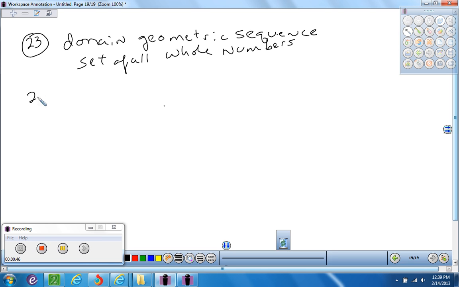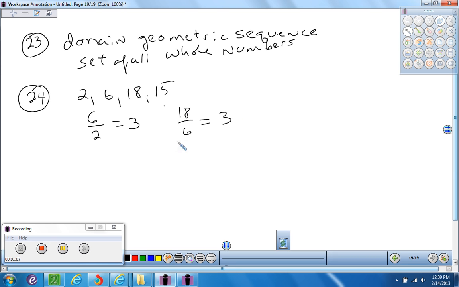All right, let's look at 24. For 24, we're given 2, 6, 18, 54. First of all, let's come up with the common ratio or the constant ratio. We do that by taking the term behind and dividing. So 6 divided by 2 gives us 3. We could do the same thing with 18 divided by 6, which is 3. So our ratio is 3.